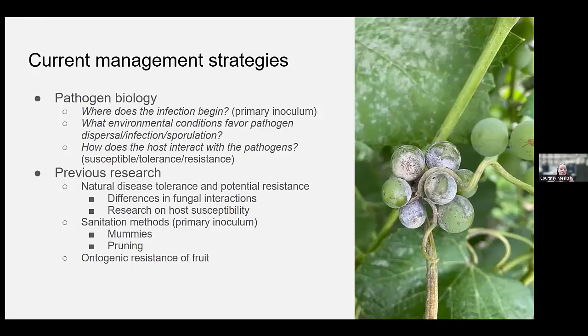And so ontogenic resistance is age-related resistance on the host side. So we're able to understand that really for some of these pathogens, there's only certain windows at which infection is really a problem or where it's super susceptible. And so this helps vineyards to be more strategic in when they're applying their fungicides.